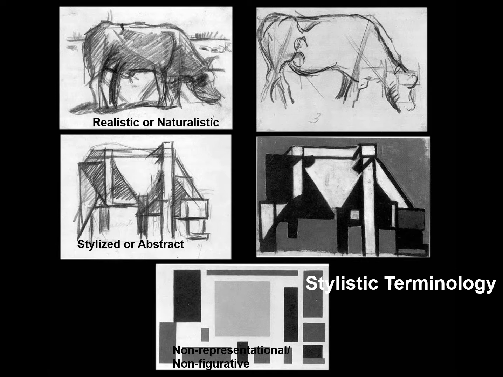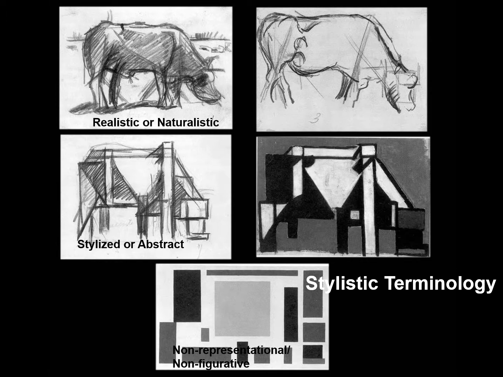So if we look at this as a continuum, on the top left, we can see it's a cow, realistic or naturalistic. Just below that, it's a stylized or abstracted cow. You likely could probably pick out that was the artist's intention, but it does not realistically represent what a cow looks like. And then all the way on the bottom, this is a totally non-representational or non-figurative expression of a cow.